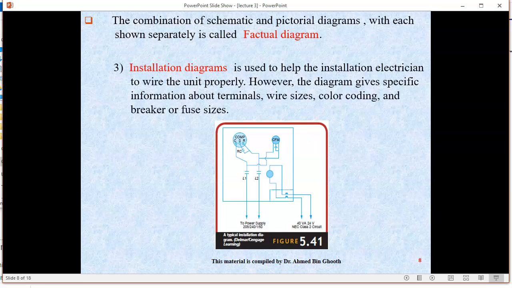a combination of schematic and pictorial diagrams, shown separately, which is called a factual diagram. And then we have another one, the installation diagram, which is used by the installation electrician to wire the unit properly. So this is an installation diagram. However, the diagram gives specific information about terminals, wire size, color coding, and breaker and fuse sizes. So it gives detail. Okay. So you know where to connect.